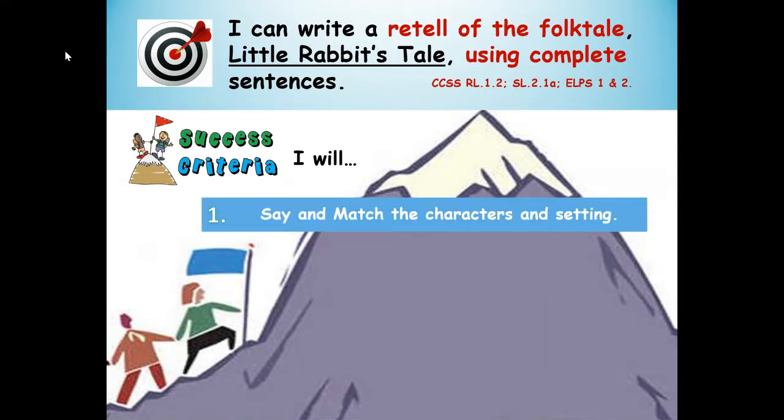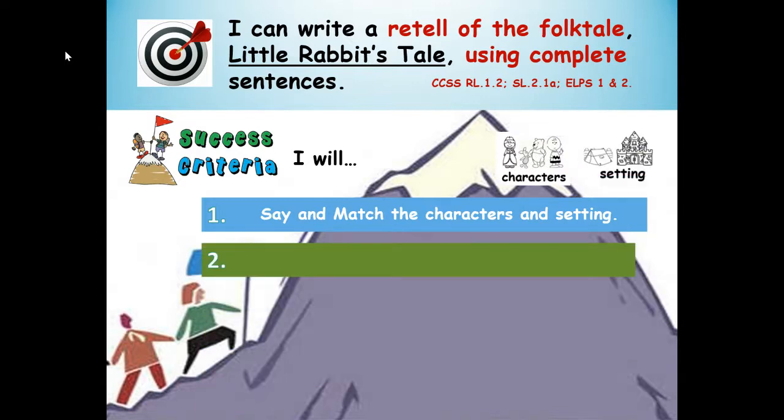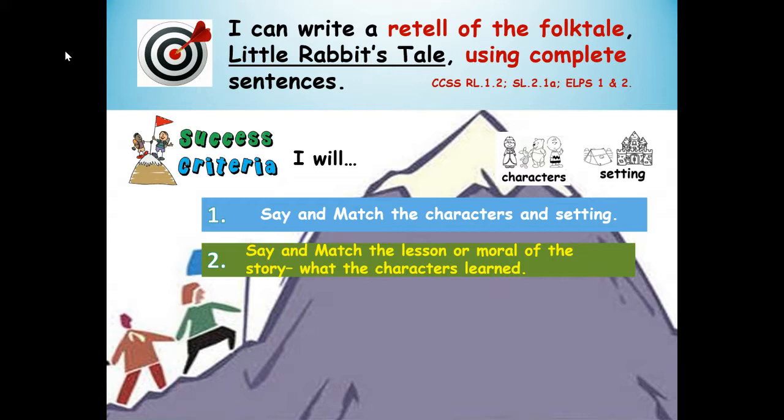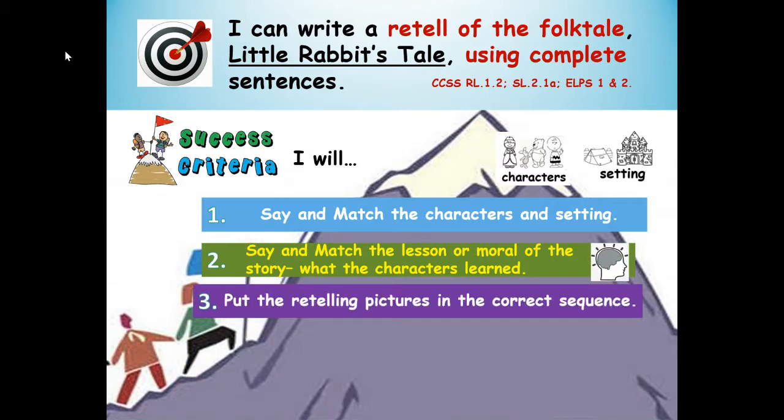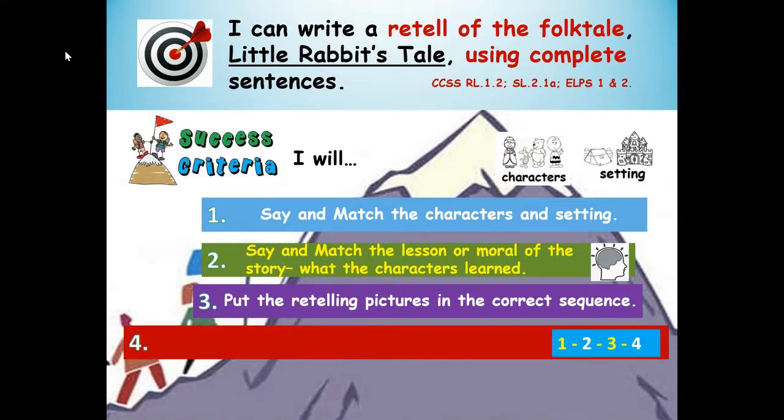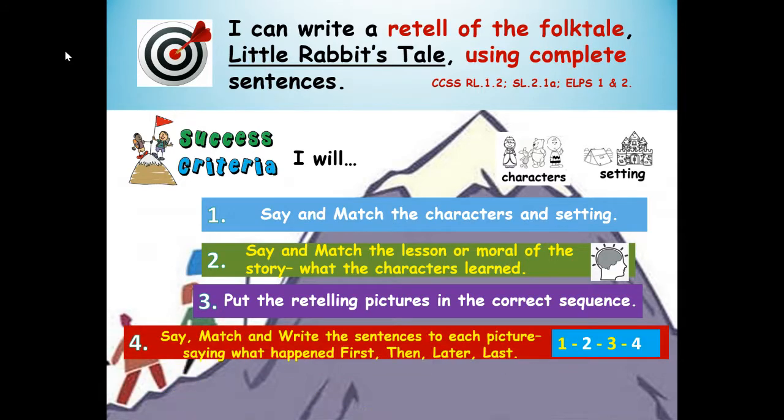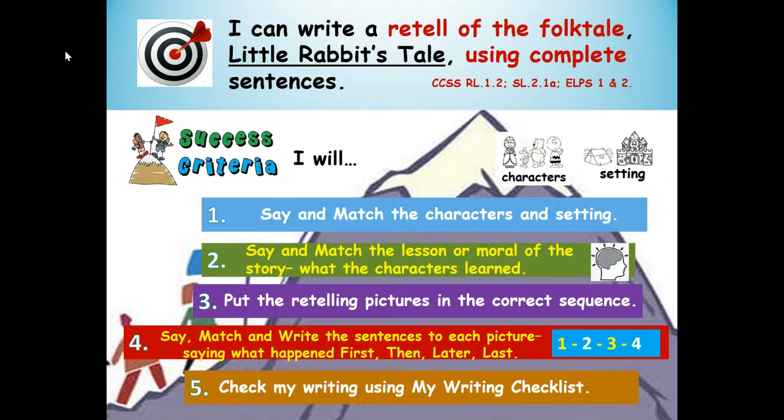Number one, I will say and match the characters and setting. Number two, I will say and match the lesson or moral of the story, what the characters learned. Number three, I will put the retelling pictures in the correct sequence or order. Number four, I will say, match, and write the sentences to each picture, saying what happened first, then, later, and last. And then finally, check my writing using my writing checklist.